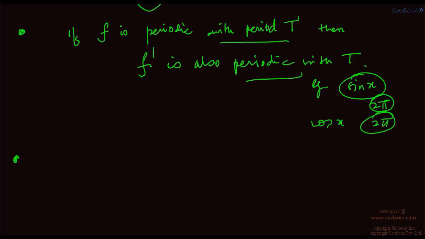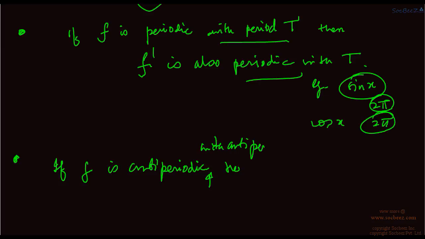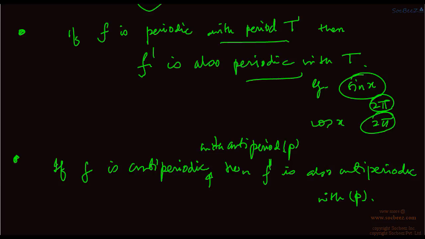The last point about this is, if f is antiperiodic, let's say with antiperiod p, then so is f dash. So f dash is also antiperiodic with p. So these are the 4 most important properties.